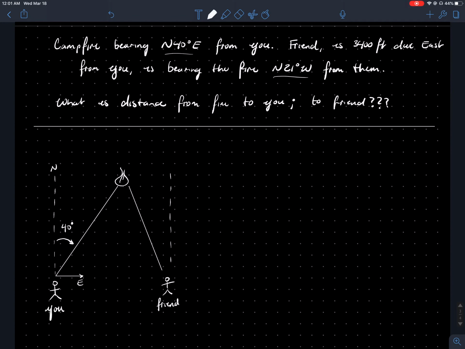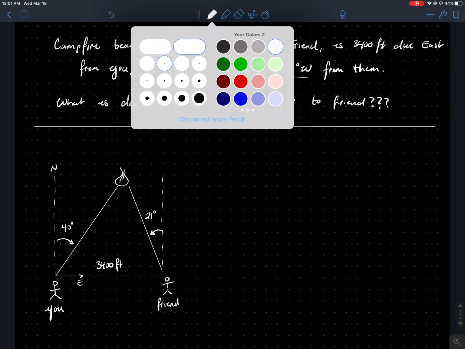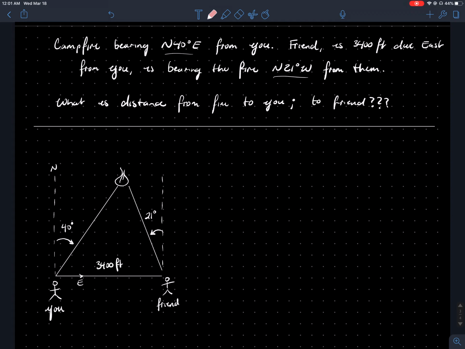We know the friend is 3,400 feet due east from you. So we know that that length from you is 3,400 feet. And what else do we know? We don't know anything else. Okay, great. So let's start solving this. Now this is an oblique triangle because there's no right triangle here, but we don't know what this angle is. We don't know what this angle is yet, and we don't know what this angle is. Okay, so let's call this alpha. Let's call this beta. Let's call this gamma.